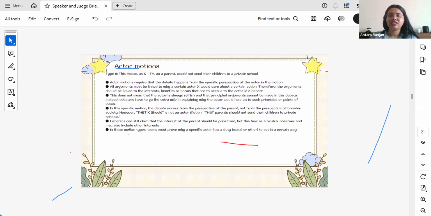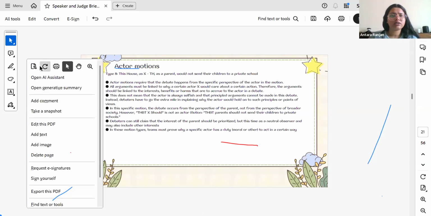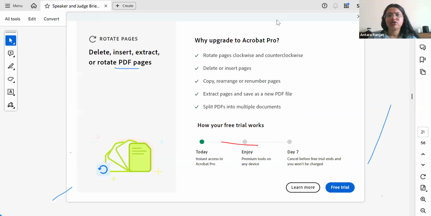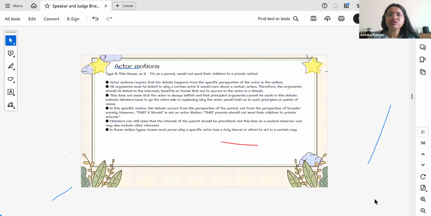Okay, then we have act emotions. What are act emotions? Sorry. Yeah, what are act emotions? So in act emotions, you are always a person or a group of people. This house, as Shah Rukh Khan, would quit Bollywood. So you are Shah Rukh Khan, and you have to talk about why quitting Bollywood is beneficial for you.